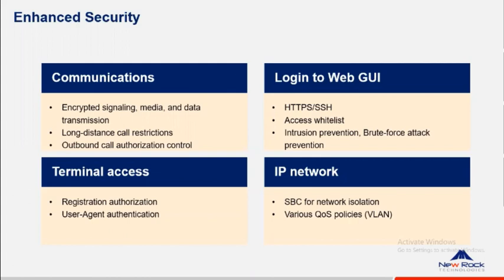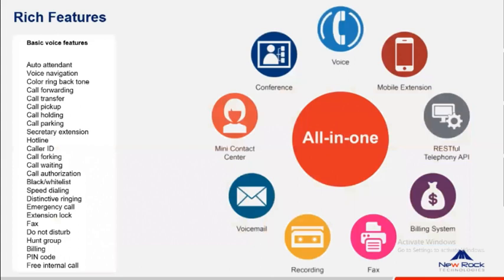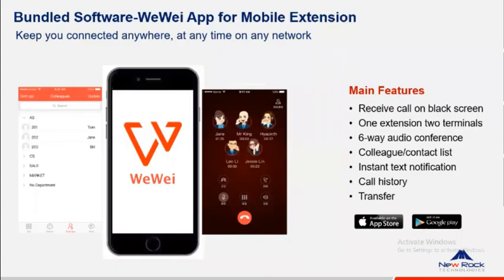Our IP-PBX also has these rich features. So you can see here that we have the mini contact center. That is one of our advantages, and of course the RESTful Telephony API. So we have a bundled software, the Huawei APP for mobile extension. This APP is designed specifically for OM. Though you can use it for other IP-PBX, it's more convenient to use it together with our OM series.